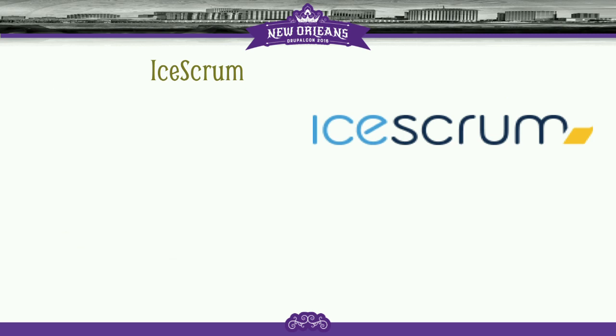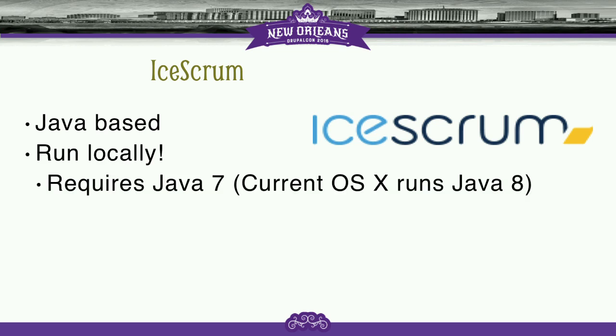IceScrum, has anyone heard of this one? Okay, and we had the German Gantt chart, this is from Germany. IceScrum is Java-based. The problem is that the server version is running on Java 8, but the Mac one that you can download as a community version for yourself is only compiled for 7. And if you're on a current OS X, you're running 8. So you have to downgrade your Java to 7. So for me, that was a deal breaker.